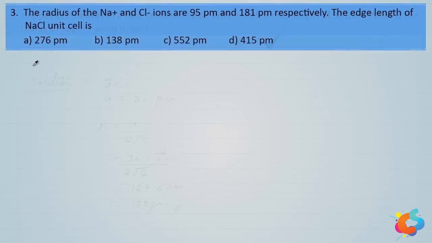The next question is, the radius of Na plus and Cl minus ions are 95 picometer and 181 picometer respectively. The edge length of NaCl unit cell is, the given options are option A 276 picometer, option B 138 picometer, option C 552 picometer, and option D 415 picometer.